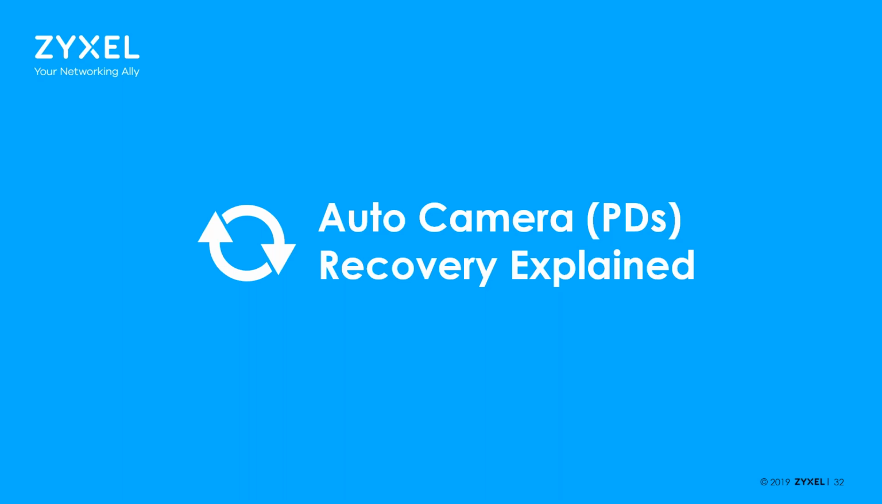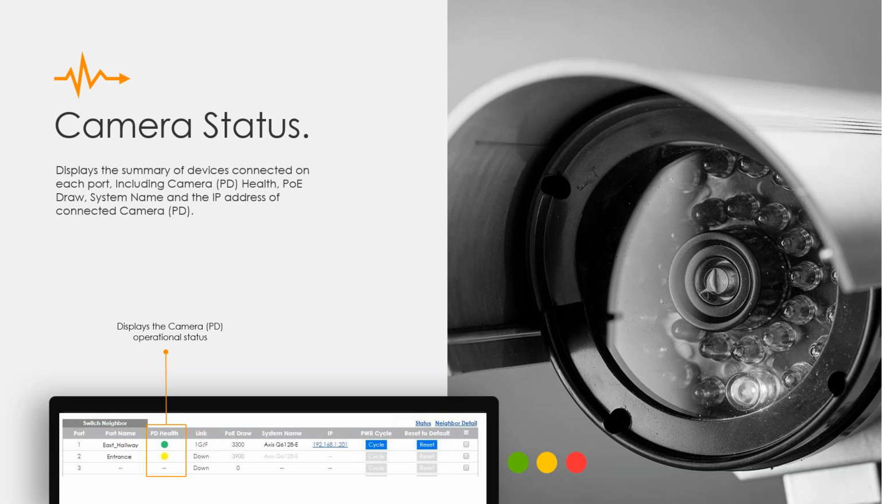Okay, so then we go into the best feature of them all, auto camera recovery and how it works in the background. A part of auto camera recovery comes a camera status screen. So you are able to name the ports as we showed on the slide, for example, east hallway and entrance, so you can see where the camera is located.